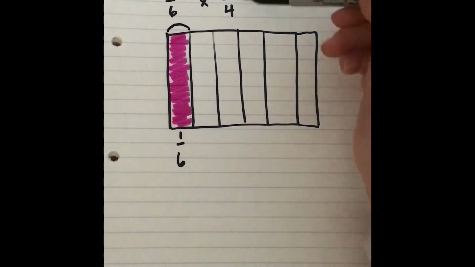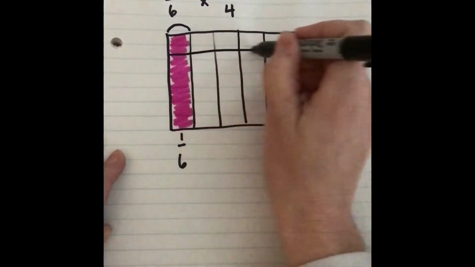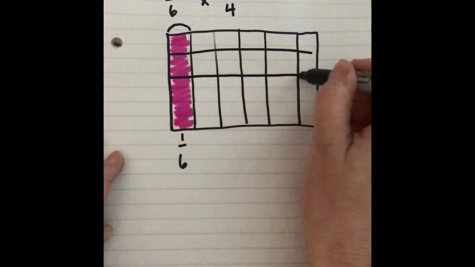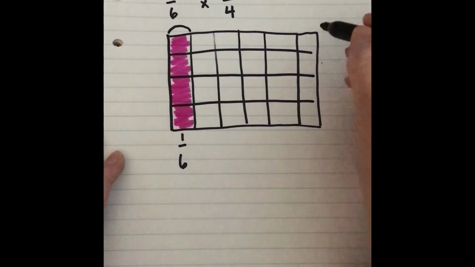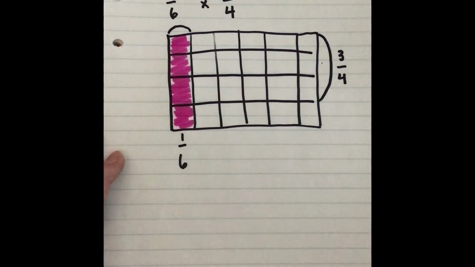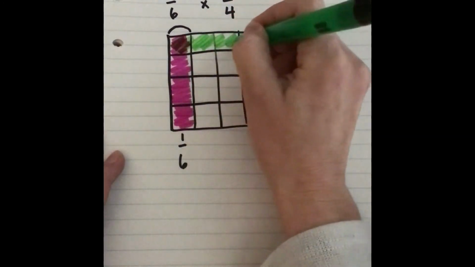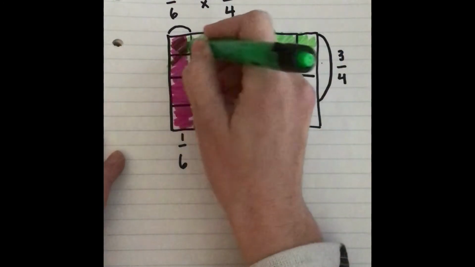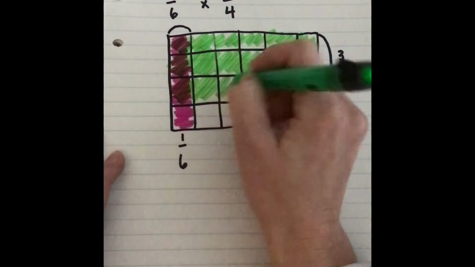So on the other side, I'm going to separate it 4 times. There's 2 of them. There are 3. And now there are 4. 1, 2, 3, 4. And I need to shade in 3 of them. So this is showing 3 out of 4. So I'm going to shade them all the way across. So right here, I've just shaded in 1/4. Now I have 2/4 shaded in. Now I have 3/4 shaded in.